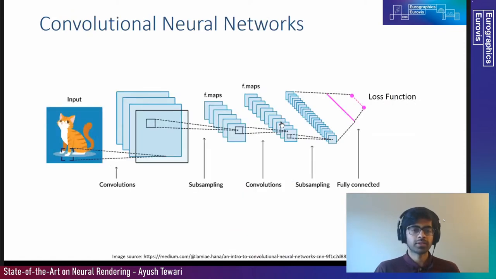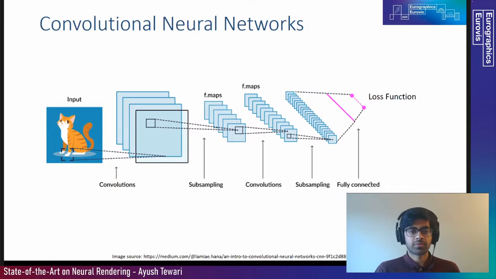We are looking at using neural networks for rendering, so let's take a brief look at them. For images, convolutional neural networks or CNNs are the common design choice. CNNs are classically used for classification or regression tasks.